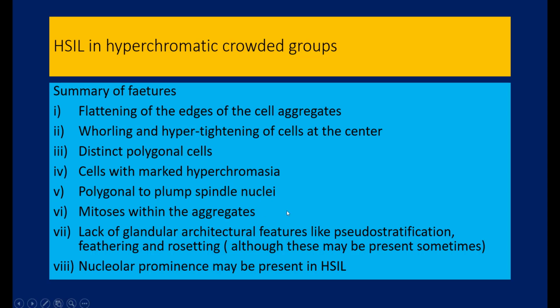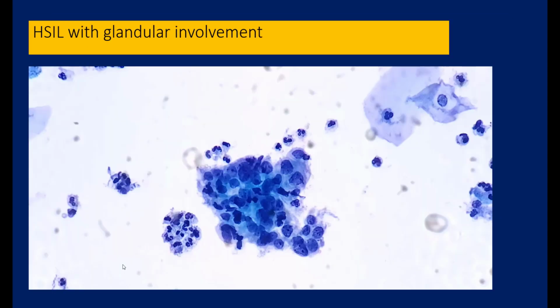And of course, lack of glandular architectural features like pseudostratification, feathering and rosetting, which helps us to say that this is possibly something from an HSIL and not from a glandular abnormality. However, there are certain exceptions to this rule when HSIL involves gland, as you are going to see shortly. And please remember that nucleolar prominence may be present in high-grade cells. So whenever you see prominent nucleoli, it doesn't necessarily mean that we are dealing with a glandular lesion.